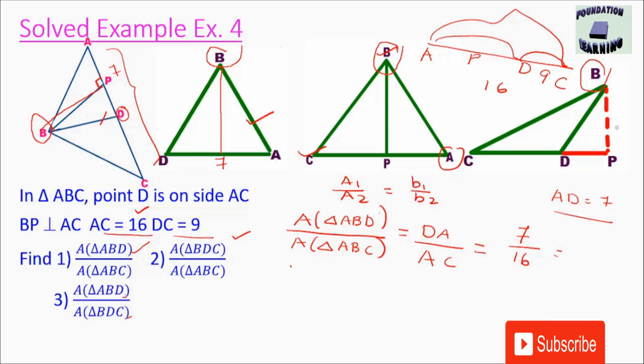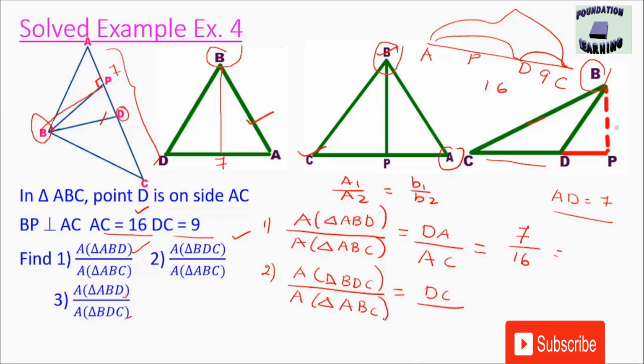Now the second ratio we have to find is area of triangle BDC upon area of triangle ABC. In BDC, what is the base? The base is CD or DC. You can name it CD or DC, and we'll take it as DC since it is given as DC.